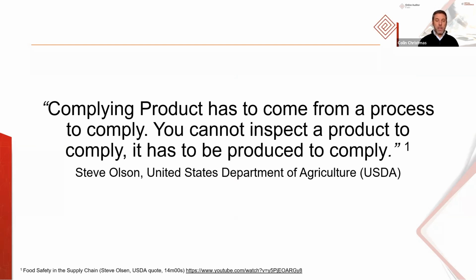Well, if you're a food safety auditor, this is a very good quote from Steve Olson, who is a retired USDA inspector in the regulatory sector. He says compliant product has to come from a process to comply. You cannot inspect a product to comply. It has to be produced to comply. So this is really important for a food safety auditor. You have to look at understanding the process, because this is where the observations, this is where the strengths and weaknesses will come from in a food safety management system.